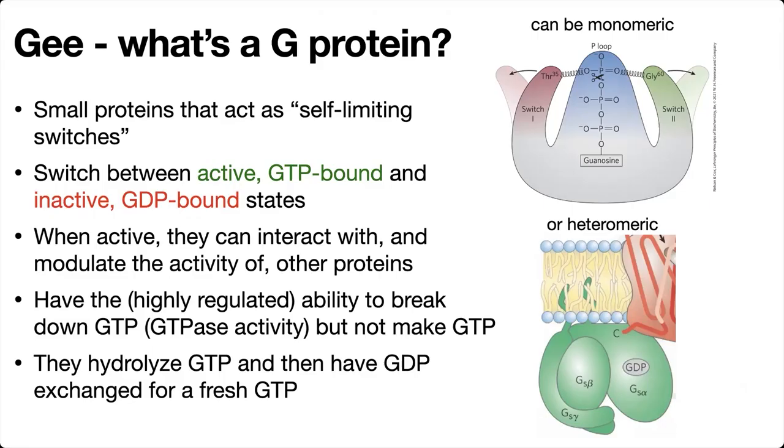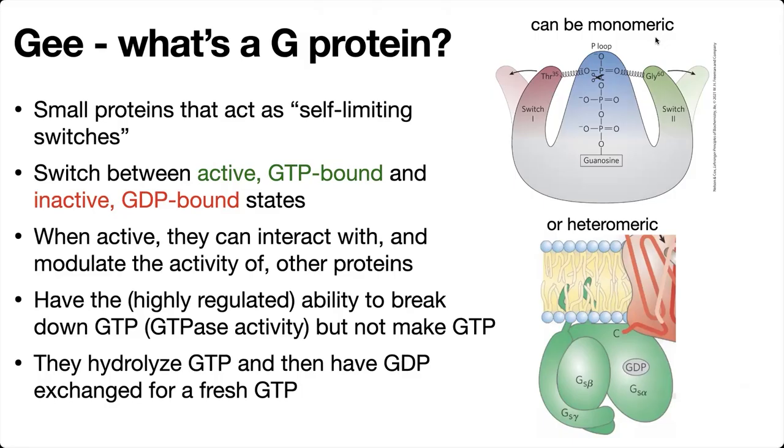They can break down GTP, they can hydrolyze GTP to make GDP. So chop off this last phosphate group. These proteins are considered quote unquote active when they're bound to GTP. When we talk about active, we're saying that they're able to associate with and stimulate other molecules. So in the case of our GS protein, when it's active, it associates with adenylyl cyclase and activates adenylyl cyclase.